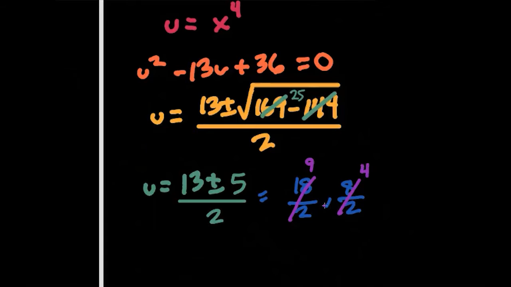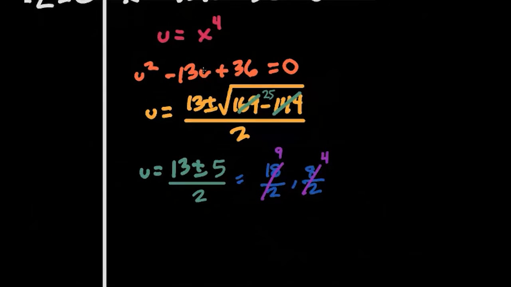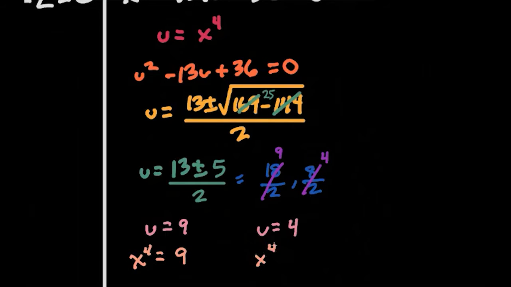But that's for u. You still have to solve for x, because the problem started in terms of x. So we're going to say that u is equal to 9, u is equal to 4, and x to the 4th is equal to u. So we're going to do it like this, and then x to the 4th is equal to 4 here. Okay, we're going to take the 4th root of each side.